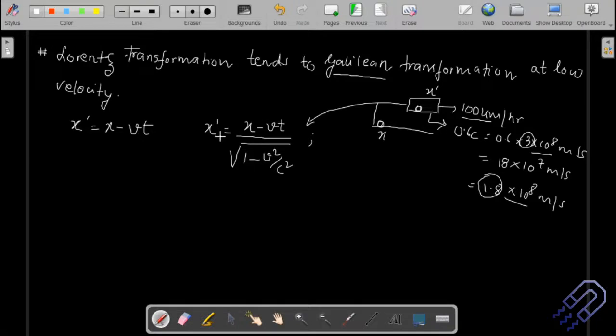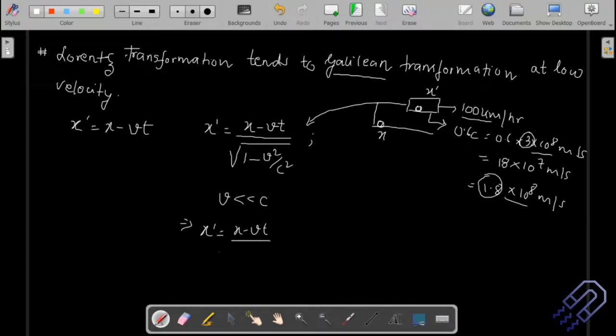Now let's imagine that it's low velocity. Low velocity का मतलब ये होता है कि the velocity that we are considering is very small compared to the speed of light. So what does it mean? In this particular case, we can do some modification. First thing, x prime is equal to x minus vt. There is no c involved here, so I don't need to do any kind of comparison.